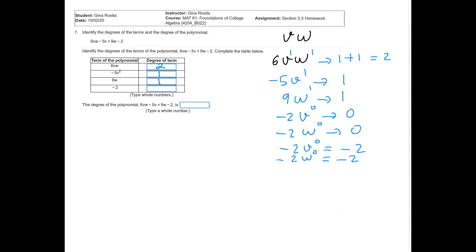Okay, now the degree of the polynomial, so you have to choose the greatest one. The greatest one is 2. So the answer is 2. Okay, remember, the degree of a term in one variable is the exponent of the variable. But the degree of a term with more than one variable is the sum of the exponents of the variables. Okay. So now go to number 8.